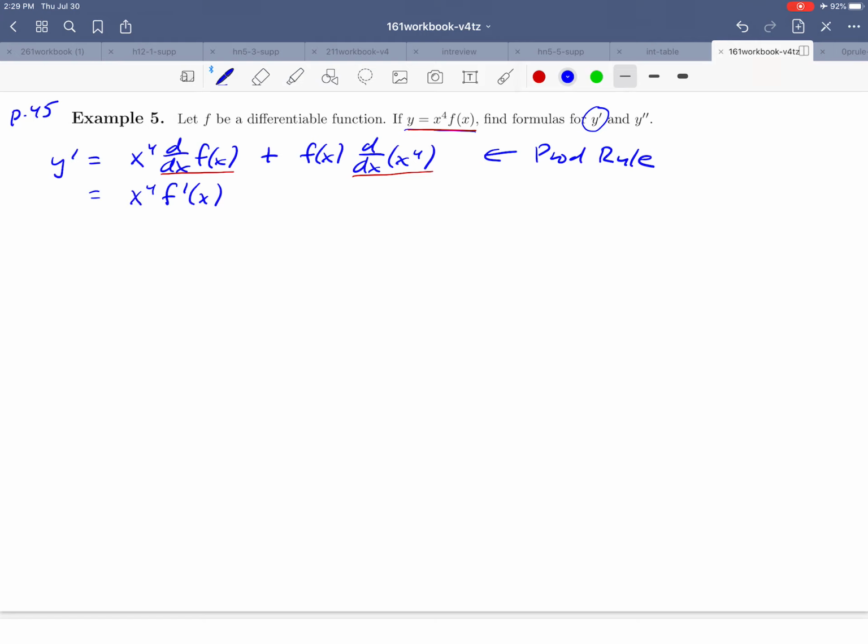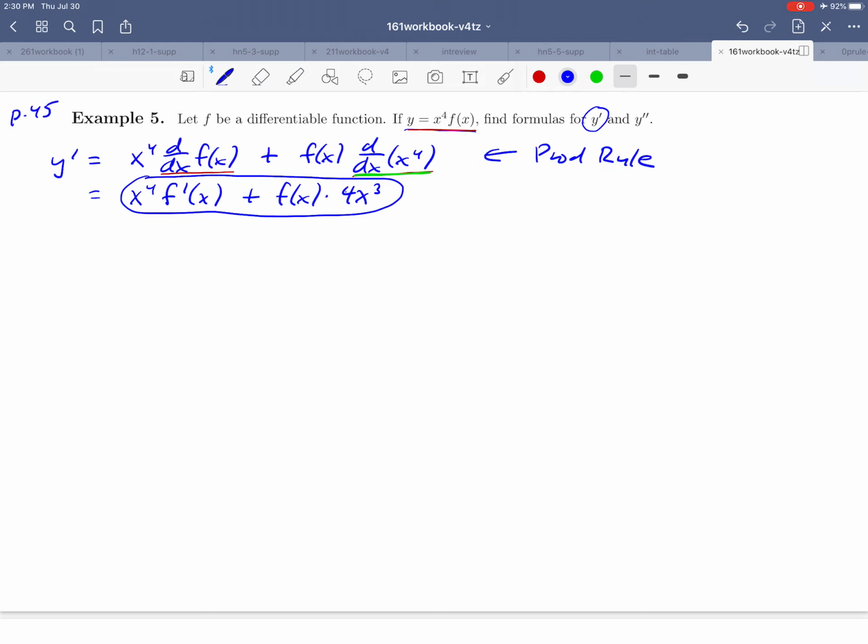Okay, so x to the fourth times f prime of x plus f of x times, and then what about the derivative of x to the fourth? Can we do that? That's just a power rule. Okay, if we take the derivative of x to the fourth, we're going to get 4x cubed. Okay, and so this is about the best we can do. That is our derivative of y. Okay, since we don't know what the value of f is, that's the best formula we can come up with.